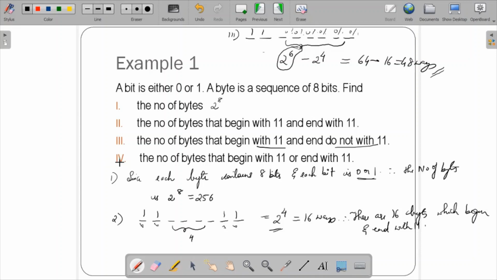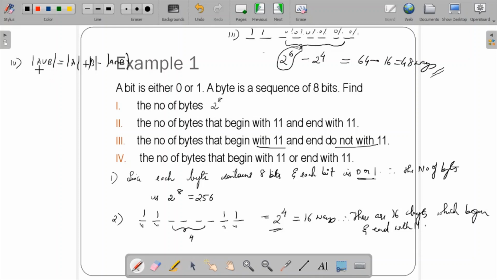Next is regarding the fourth one: the number of bytes that begin with 1 1 or end with 1 1. So we'll see this fourth question, the number of bytes that begin with 1 1 or end with 1 1. You have to use this particular formula: A union B is just A plus just B minus A intersection B.